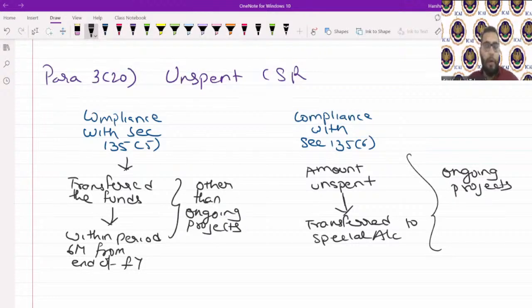So under this para we are required to verify two things: compliance with 135(5) and compliance with 135(6). 135(5), other than ongoing projects, transfer the fund within 6 months from the end of the financial year. 135(6), check the amount unspent, whether it has been transferred to a special account for ongoing projects. Simple.